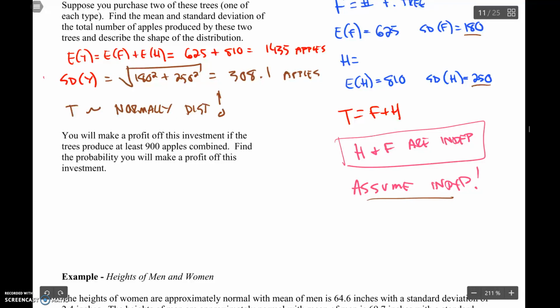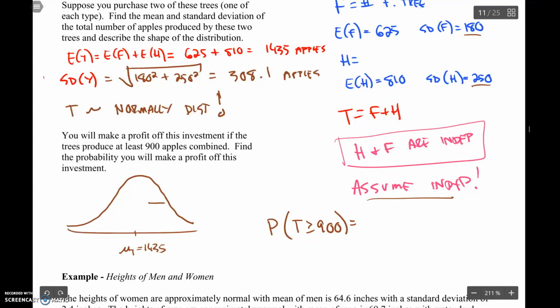You will make a profit off this investment if the trees produce at least 900 apples combined. So I'm going to make a profit if that happens. Find the probability that you make a profit. So I make a profit if the total number of apples is greater than or equal to 900. Since this is a normal distribution, I should be able to calculate this probability. The mean of T is 1435. Standard deviation of T is 308.1. I want the probability that it's 900 or more. There's a good chance this is going to happen. This would be a pretty high probability.